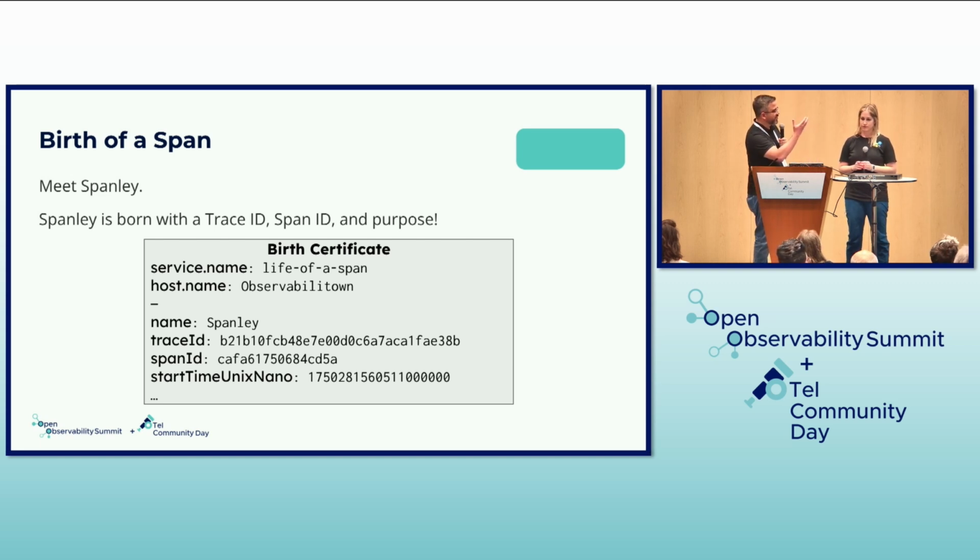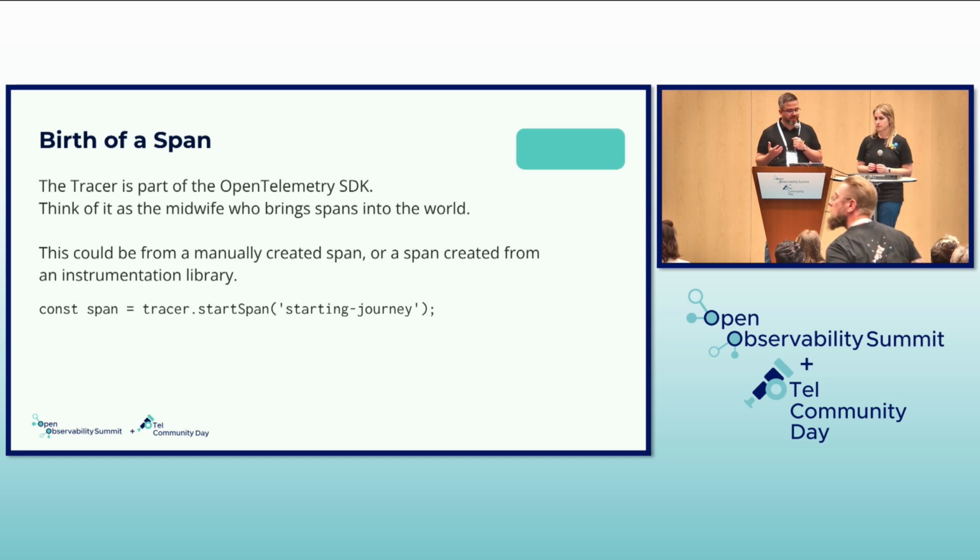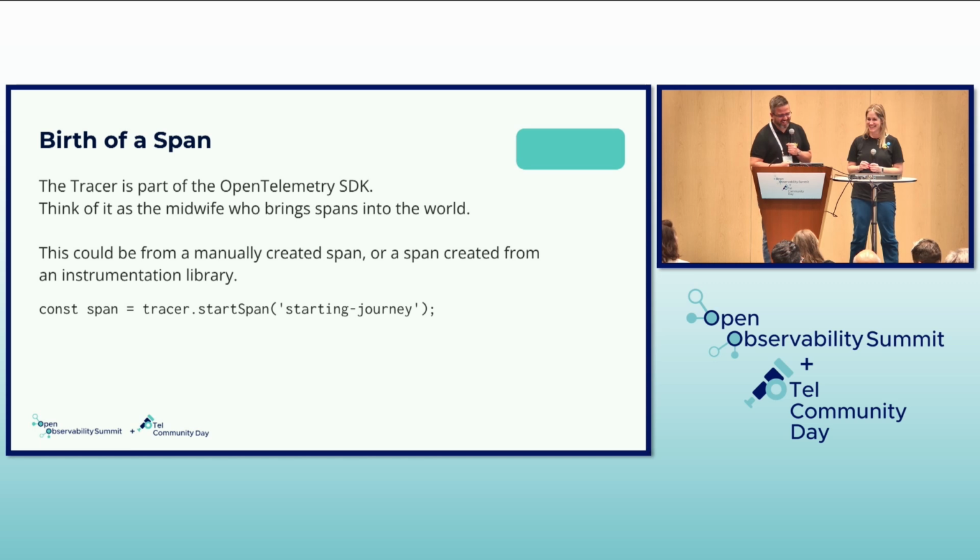As you can see here, we have the Spanly birth certificate with the service name, the name, trace ID, and other attributes. We said Spanly came from a tracer. The tracer is part of the OpenTelemetry SDK. Think of it as a midwife who brings spans into the world. A span is born when our trusted friend the midwife, the tracer, helps bring it to life.